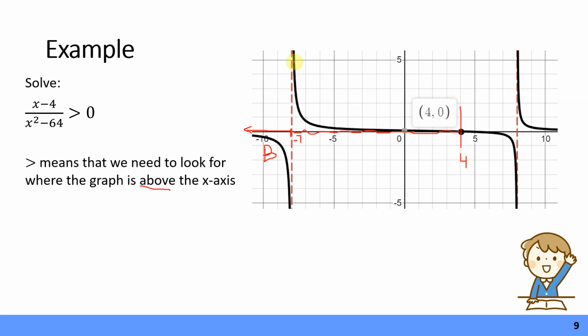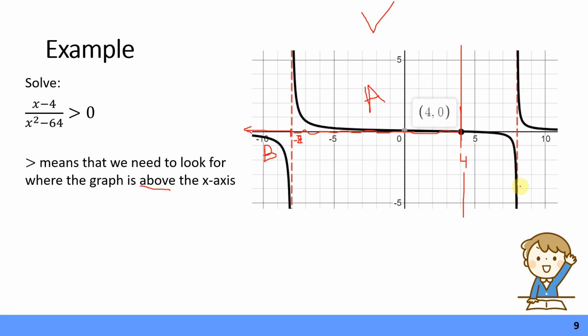From here to here, the graph is always above the x-axis. Okay, so I'm going to chop the graph right here. This is going to be one of my answers because the graph is above from -7 to 4. Actually, I'm so sorry. This is -8. I just counted wrong. 5, 6, 7, 8. Sorry about that. So from -8 to 4, the graph is above. Okay, let's keep on going.